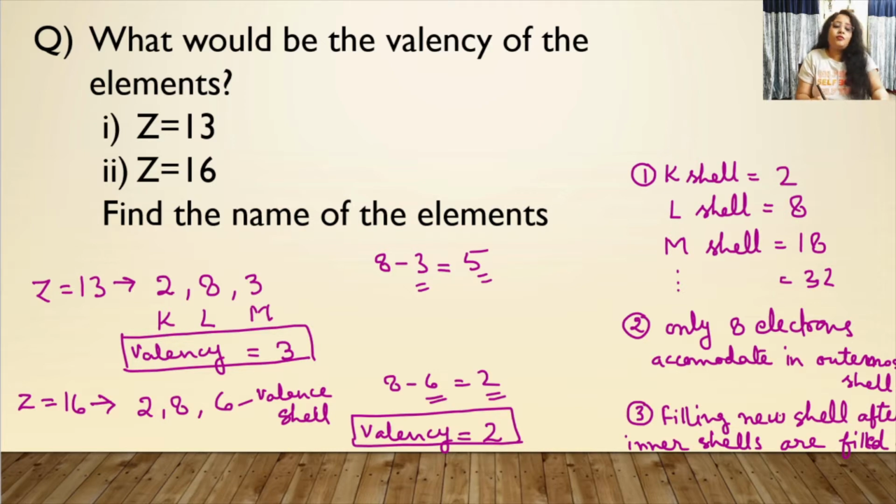Now the second point is to find the name of the element. For Z is equal to 13, the element with atomic number 13 is aluminium. We can write it here, aluminium, and Z is equal to 16 is sulfur. We can write it here, sulfur.